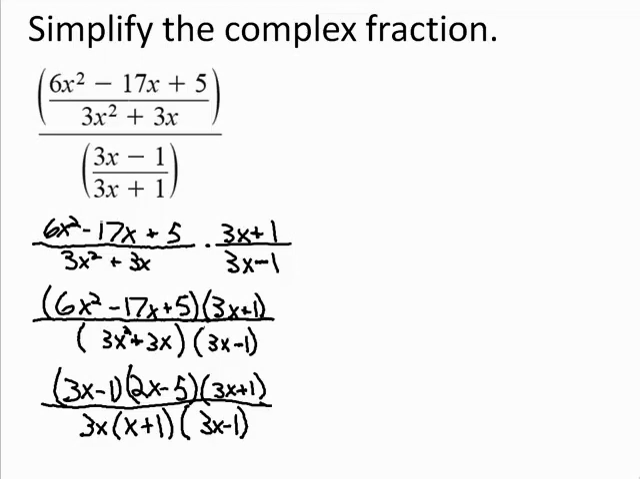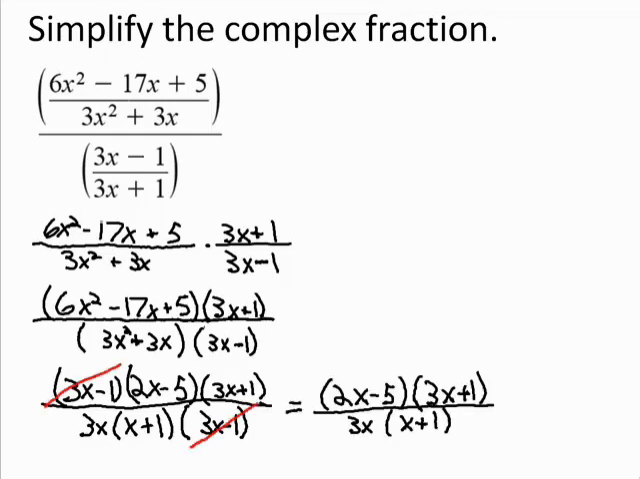There is a 3x minus 1 in both the numerator and denominator, so they cancel out. You are left with the quantity 2x minus 5 times 3x plus 1 divided by 3x times the quantity x plus 1. This expression has to have the same domain as the original expression. There was a 3x minus 1 in the denominator, so 3x minus 1 cannot be equal to 0. Also, before inverting the divisor, there was a 3x plus 1 in the denominator, so 3x plus 1 cannot be equal to 0.